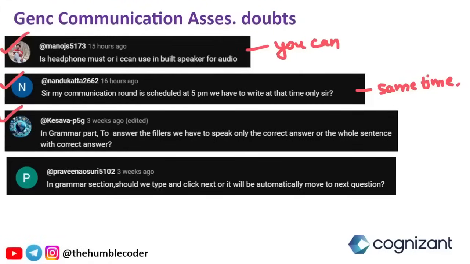Moving on to the next query, which is in the grammar part: to answer all the fillers, do we have to speak only the correct answer or the whole sentence with the correct answer? First of all, in the grammar part, or fill in the blanks type of question, you will have to type in the thing which needs to go in the blank. The majority of the questions will be like that, and if you have to speak, then a proper prompt will be given on your screen regarding the question. So don't worry about anything that we will not be able to understand, because sometimes they change the pattern, sometimes they ask the question in a different way.